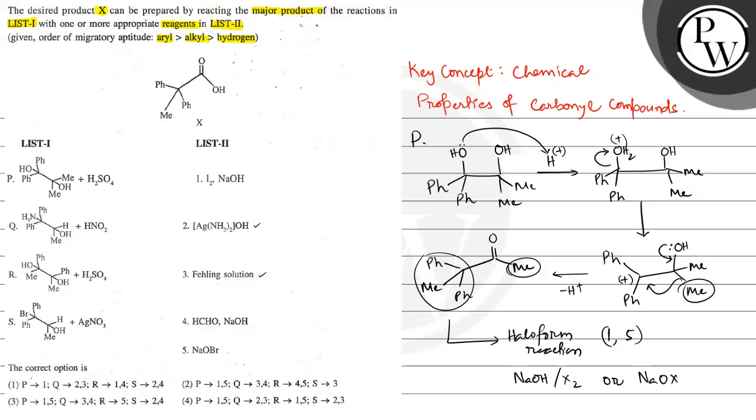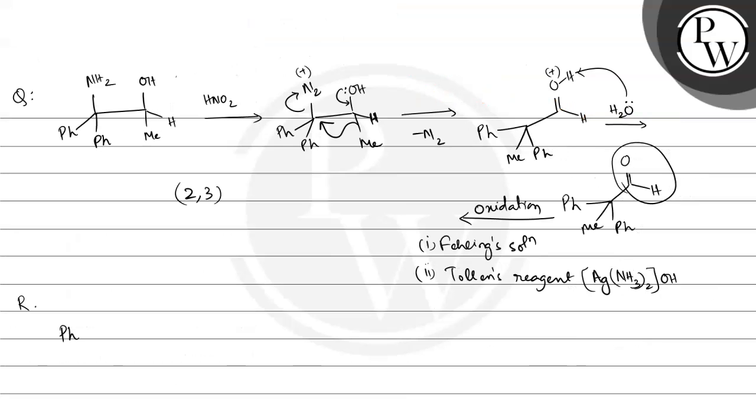In reaction R, a structure is given: Ph, Me, here OH, and here another OH, then Ph and methyl. This is a symmetric dihydroxy compound and we are adding H2SO4, which is a source of H+ ions. Since it is symmetric, either of the hydroxyl groups will attract a proton. So let us consider the second OH group.